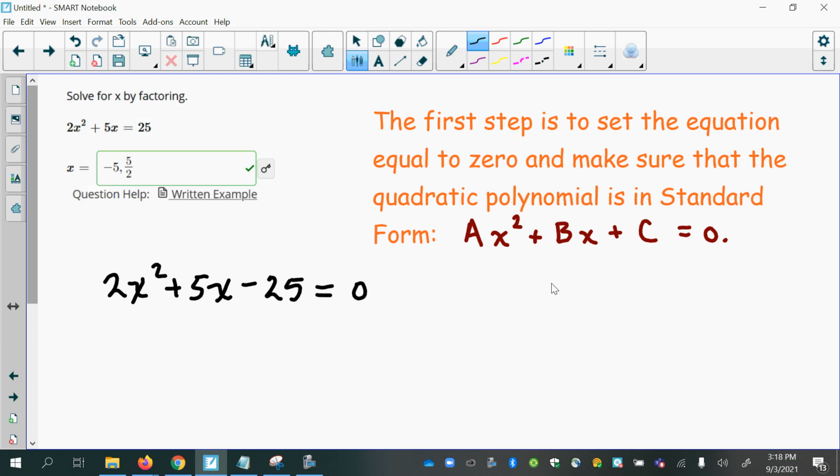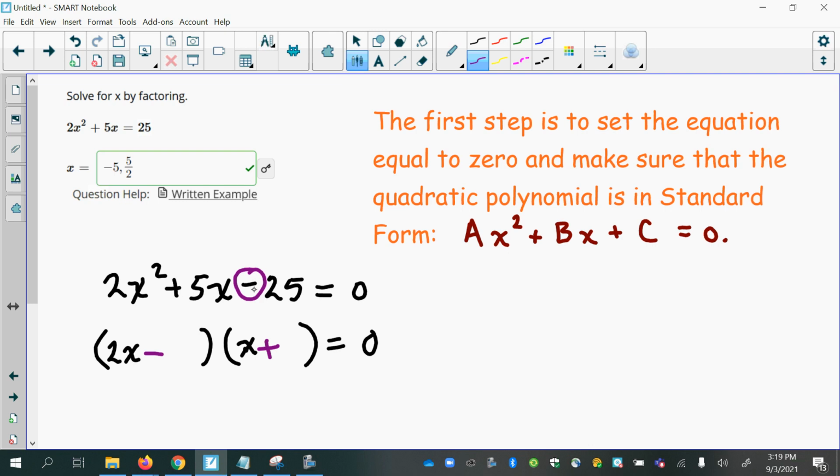Now we can do that with trial and error, or we could do it with the AC method. If your lead coefficient is prime, it's usually pretty easy to do trial and error. So you might start by making your double bubble. And then since 2 can only factor to 2 times 1, we know the first terms have to be 2x and 1x. Next, I would look at the signs. If you have a negative on the last term, that means that you're going to have one of each sign. If it's a positive, you would have the same sign, and then you would look at the middle term to tell what those two signs should be.